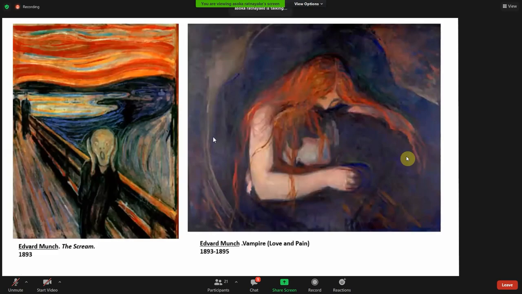You will understand, and this is expressionism artwork, paintings. Edvard Munch was a painter who was a pioneer in this. This is The Scream. Look at this painting. And this is Vampire, Love and Pain. Now can you see what is the difference between expressionism and impressionism?